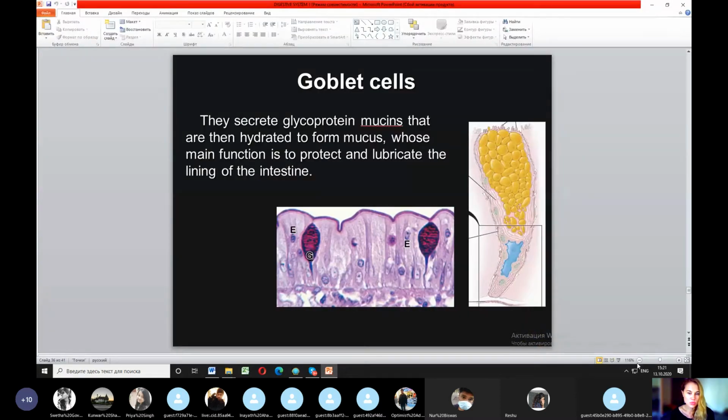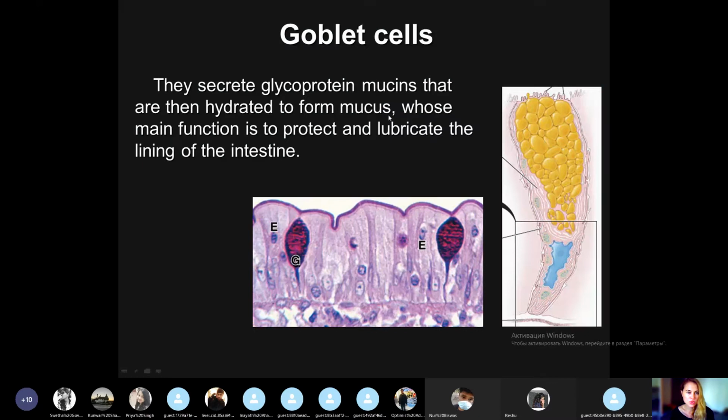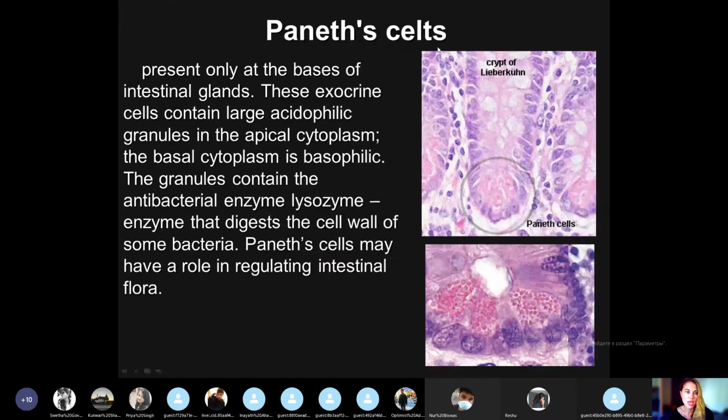Okay, so mucogen granules produce mucus. So what is the function of the mucus in the small intestine? First of all, lubrication. It lubricates the lining of the small intestine for the transport of the chyme, and also it protects the tunica mucosa against the influence of the hydrolytic enzymes released from the pancreas for the chemical digestion in the small intestine.